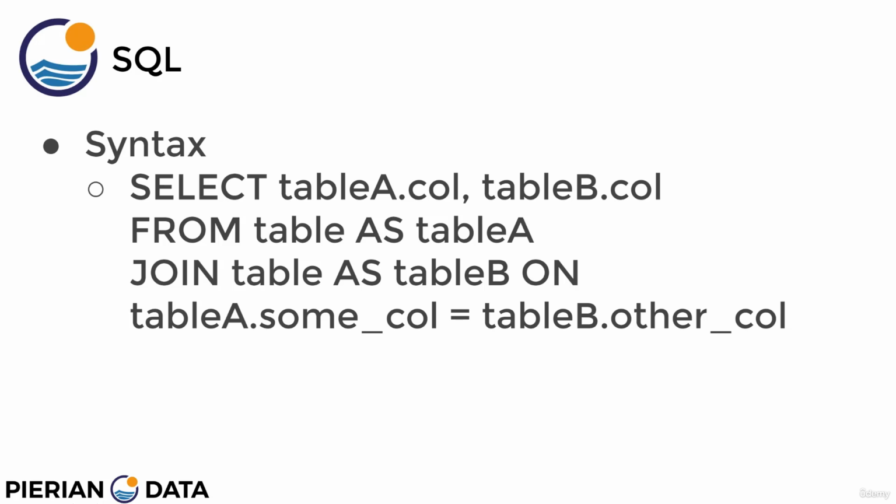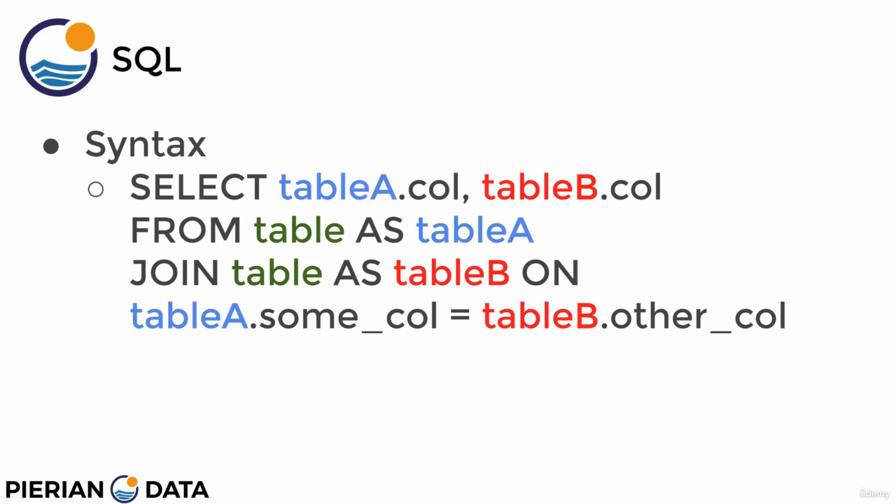I'm saying select table A.column, comma, table B.column from table as table A, join table as table B on table A dot some column matching to table B dot some other column. So what's actually happening here?